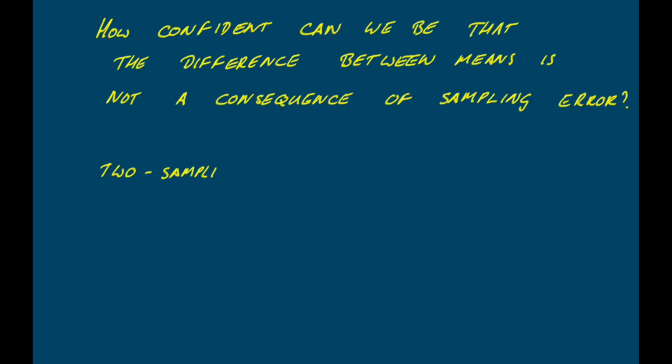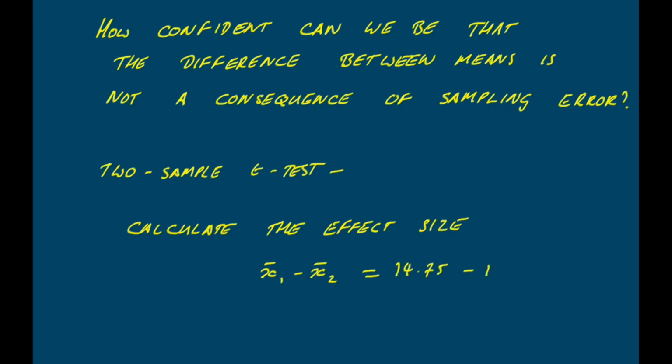So what can we do? Well, unsurprisingly given the title of this video, we can do a two-sample t-test to find out the answer. What we do with a two-sample t-test is we start out by calculating the effect size, and the effect size is simply the mean of one group minus the mean of the other group. So the difference between our two means is 2.67.